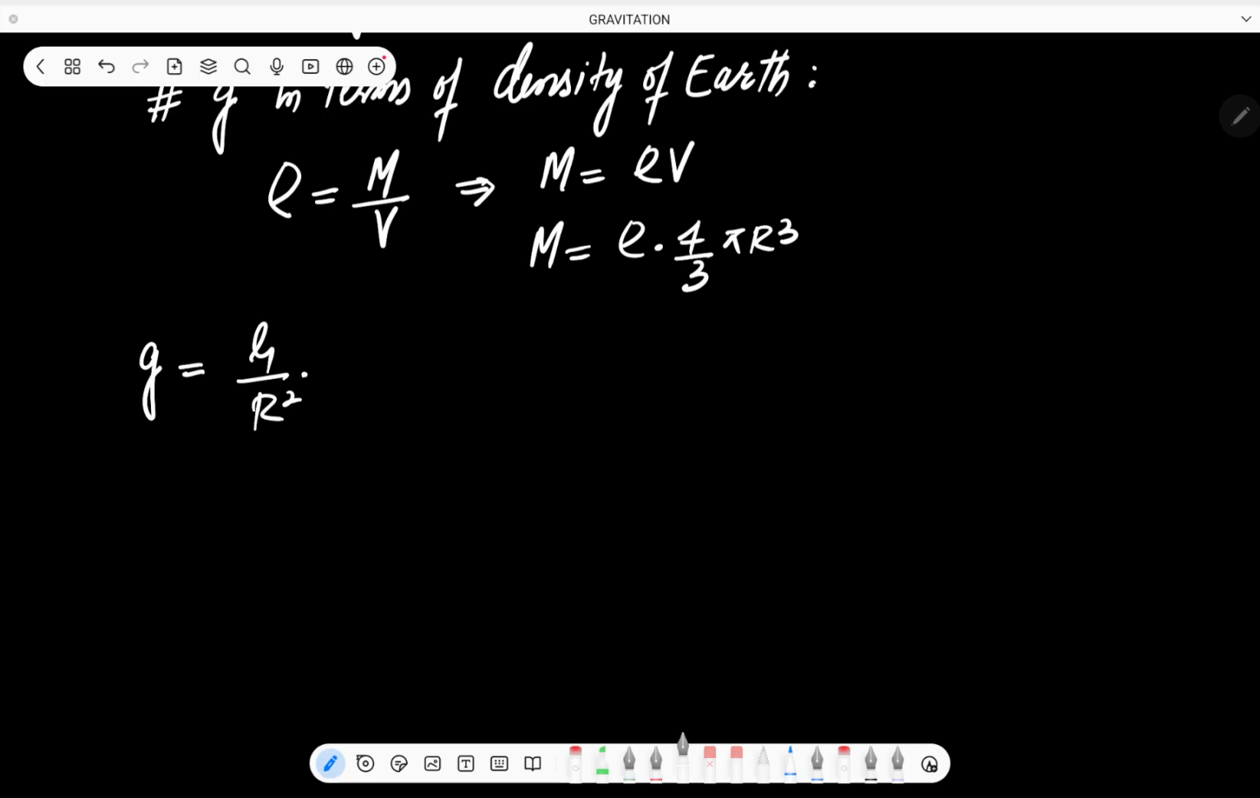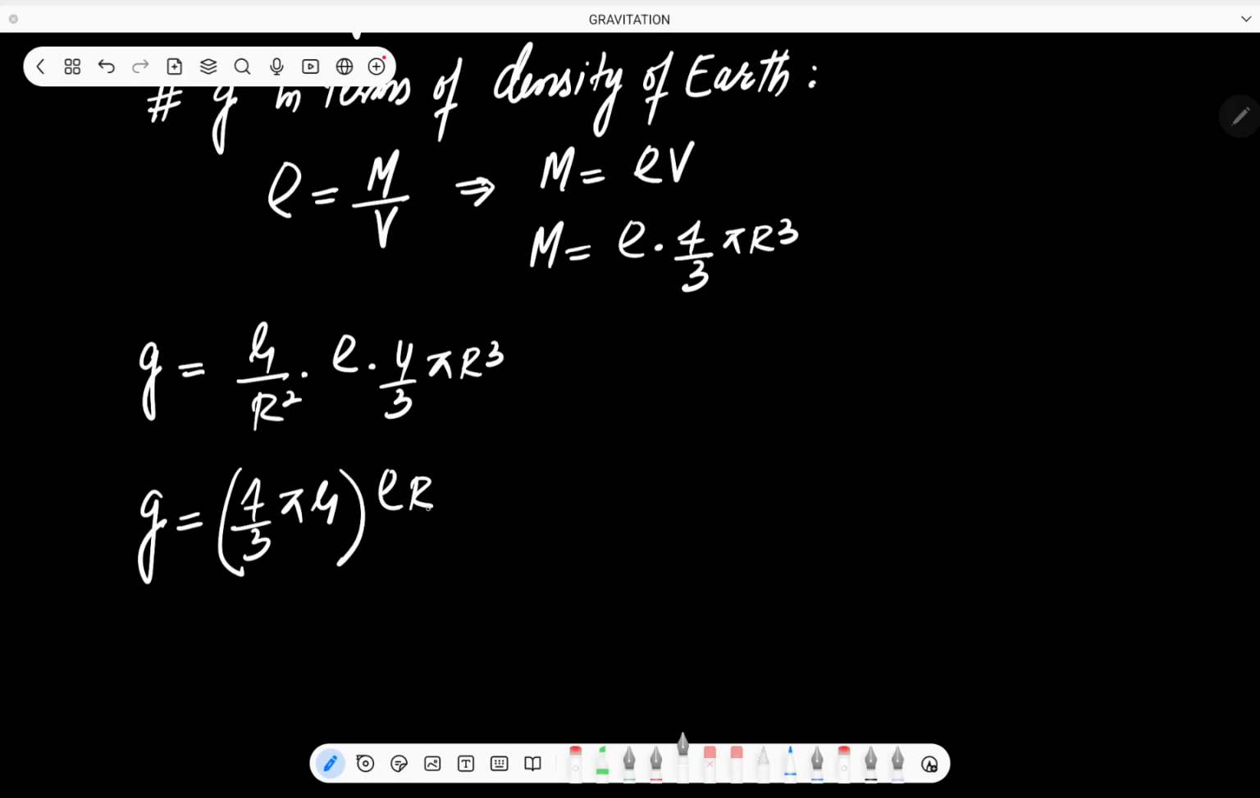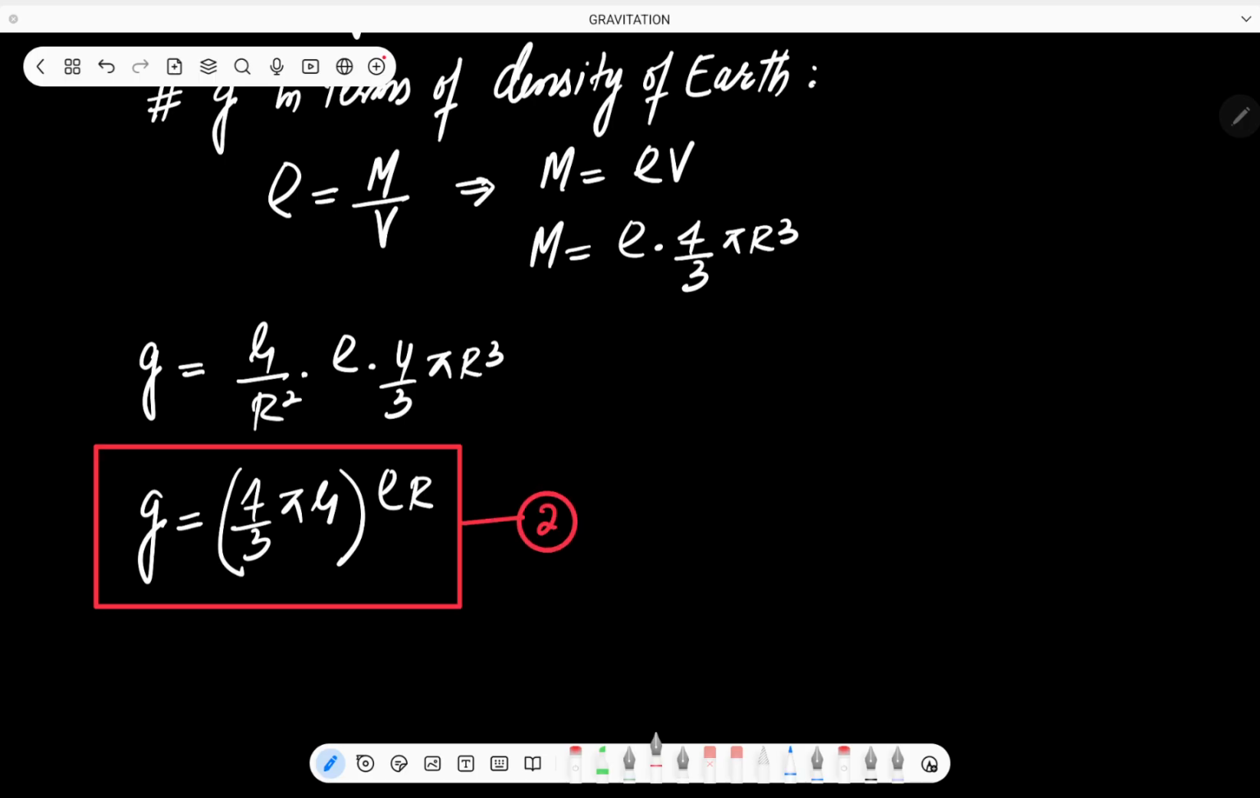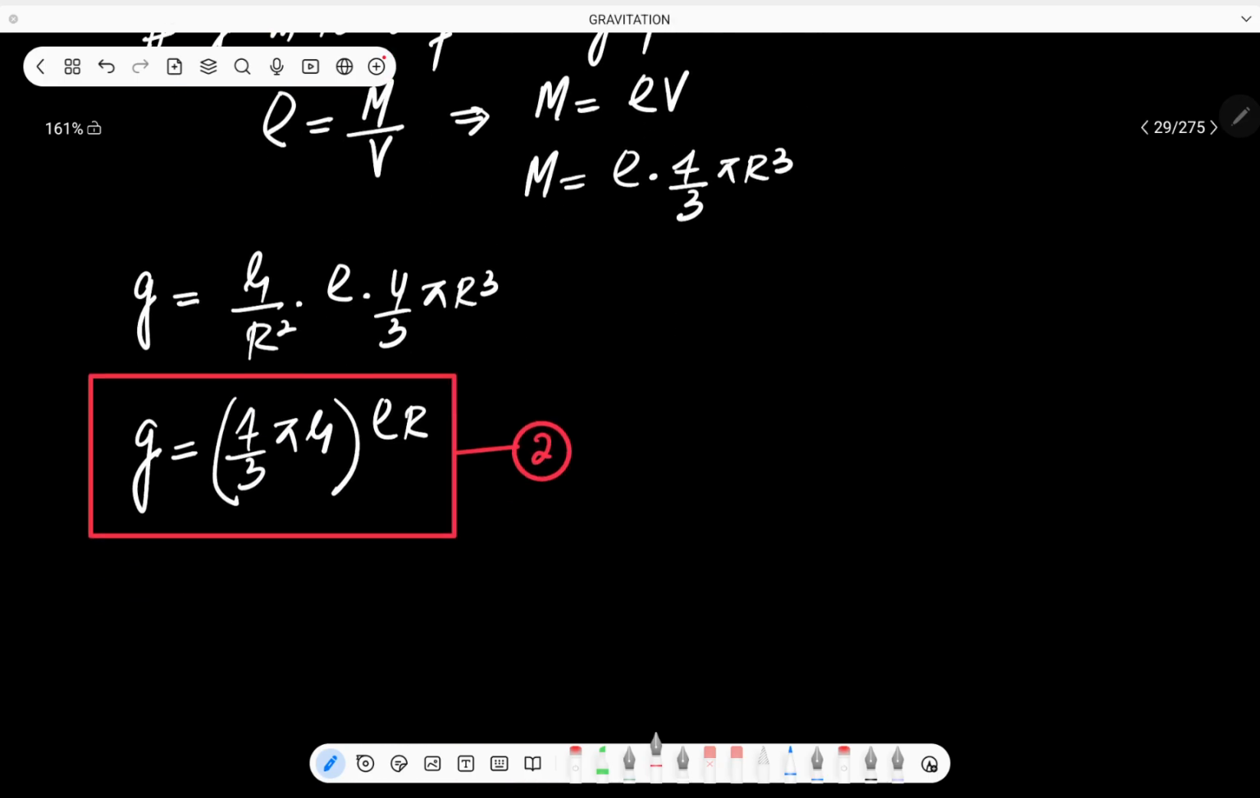And mass will be replaced by this; mass we will replace by rho into 4/3 pi r cube. Now we have this equation, g is equal to this r square, and this r square is going to cancel, so we are left with this equation: 4 divided by 3 into pi into G, multiplied by rho into r. So this is one more important equation for acceleration due to gravity. Again, an important equation. Let me label this equation as equation number second. So there are two equations for acceleration due to gravity.